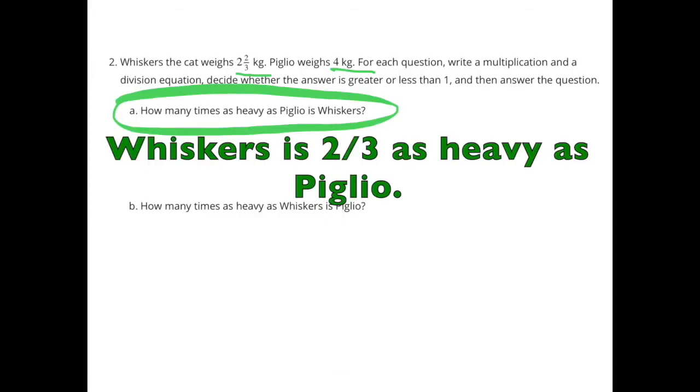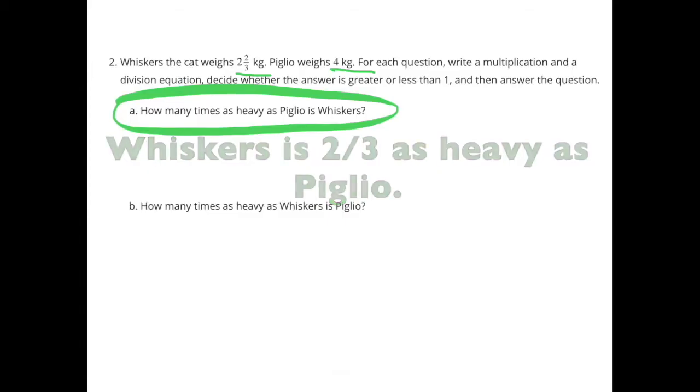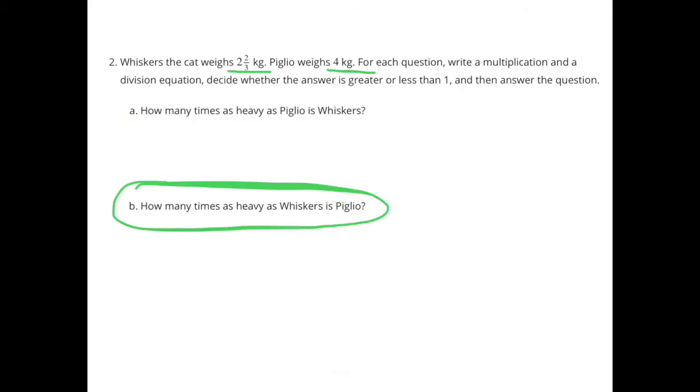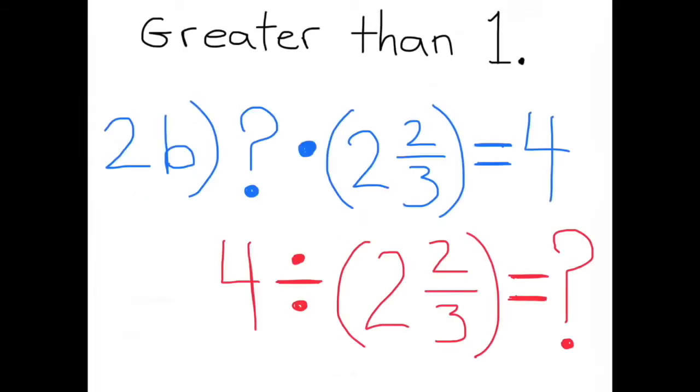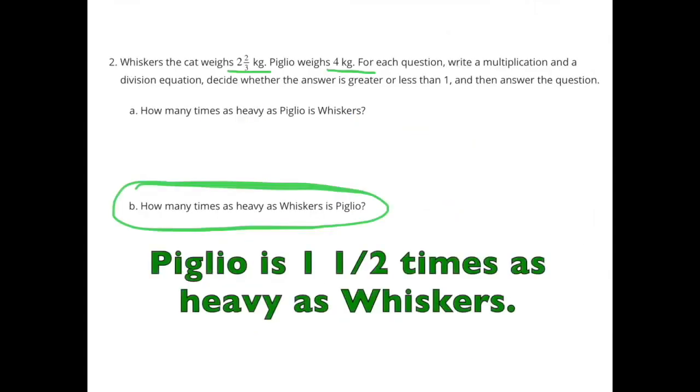B. How many times as heavy as Whiskers is Piglio? This answer is going to be greater than 1. The multiplication problem would be, what number times 2 2/3 equals 4? And the division problem would be 4 divided by 2 2/3 equals what number? Piglio is 1.5 times as heavy as Whiskers.